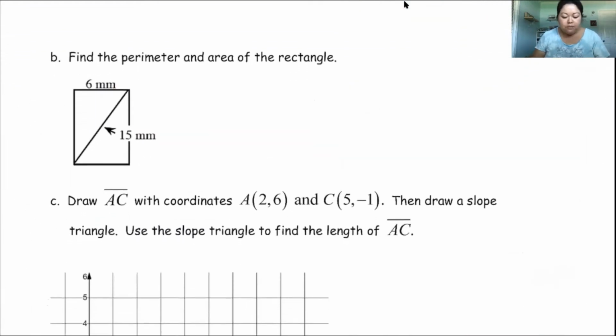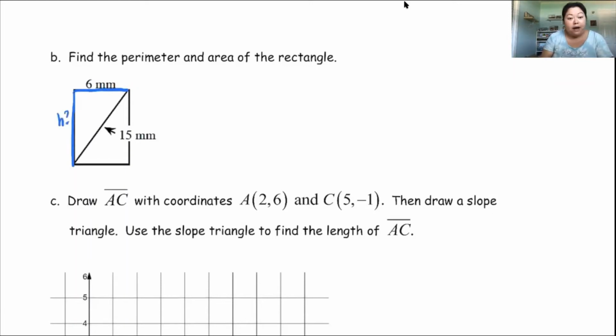Part B says, find the perimeter and area of the rectangle. So remember, perimeter means we want the length around the shape, and then the area is the region it covers, so we need the base and the height. So really, we need base and height in both the perimeter and the area. So what do I have? Well, base is 6, that's pretty good. Height, oh, I don't have height. What is the height, right?